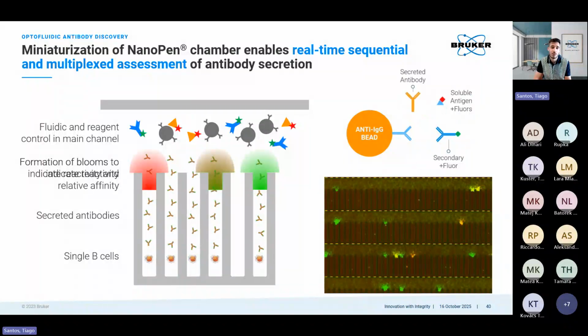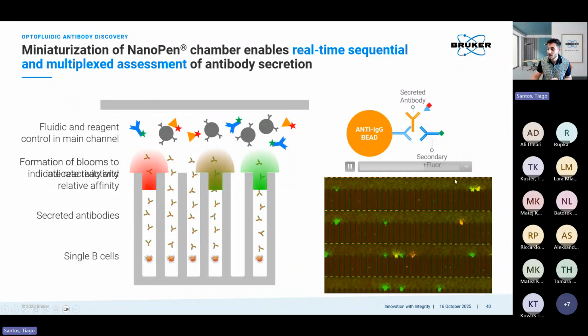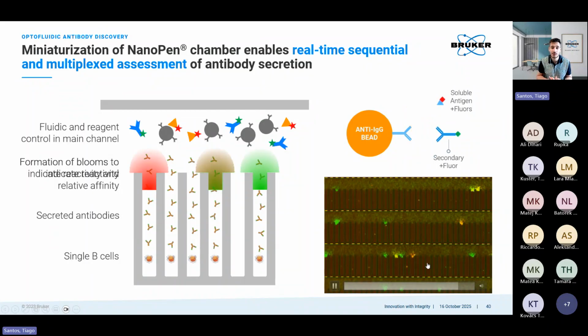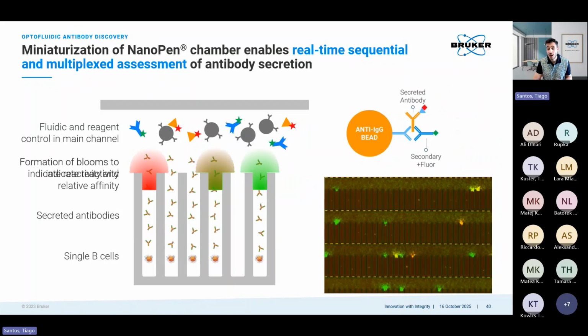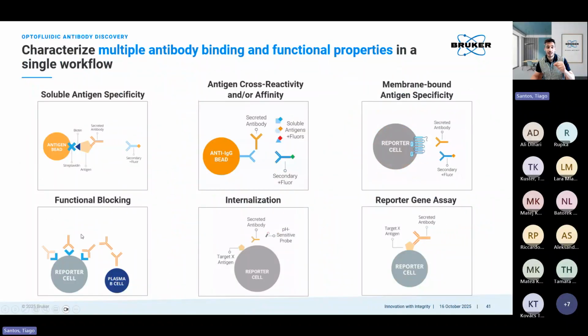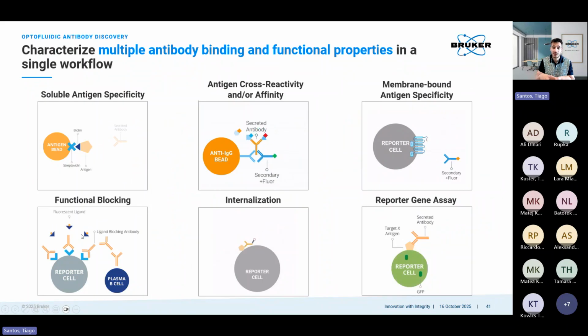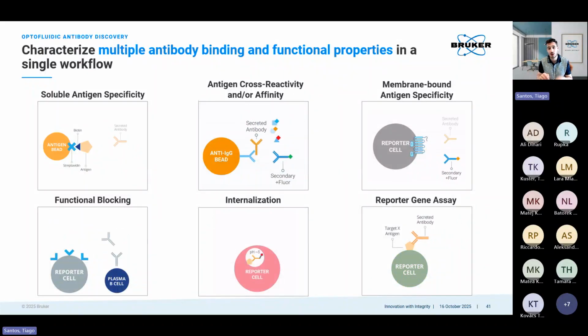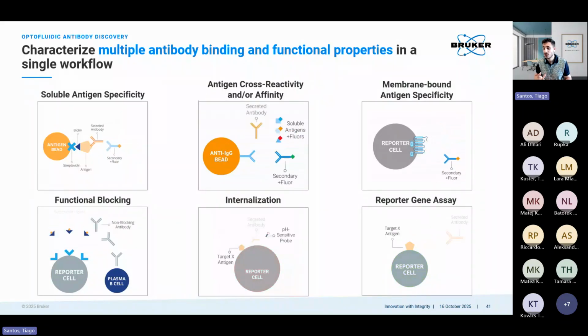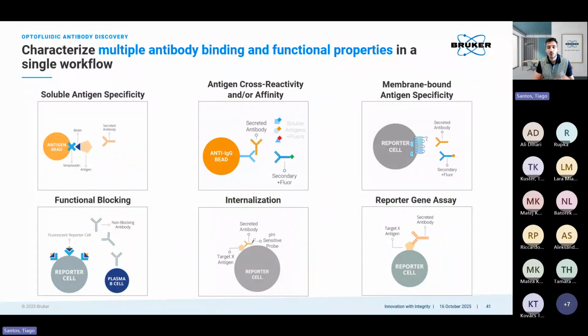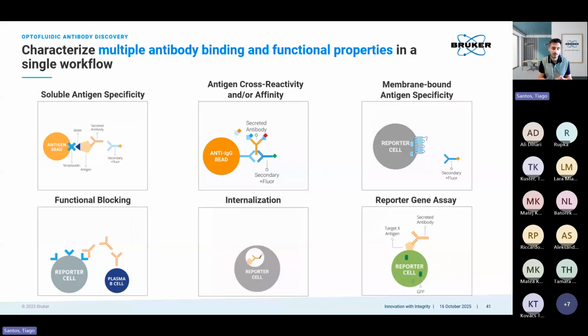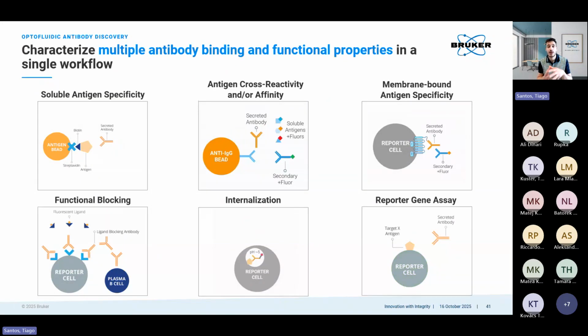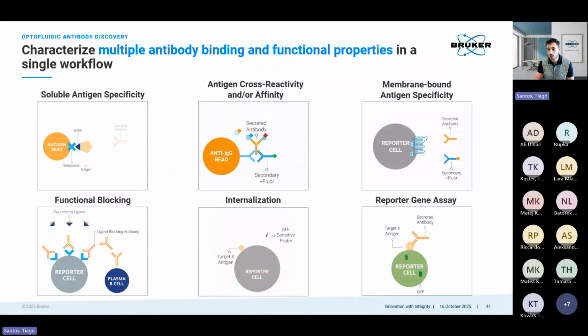And based on this, you can do other assays. For example, in this case, you have multiple hits. How can you then select the ones that are best? We have multiple functional profiling assays to help you with that. We can rank the hits based on affinity. We can look at functional blocking, where in the bottom of the nanopen we add the target cell to see if not only there's antigen-specific secretion in the corridor, but also if there's blockage of the target cell. We can look at cross-reactivity, and internalization, which we're about to launch as well. So there are multiple functional assays. It's not just antibody detection, antibody discovery, and binding, but also antibody profiling and functional profiling.